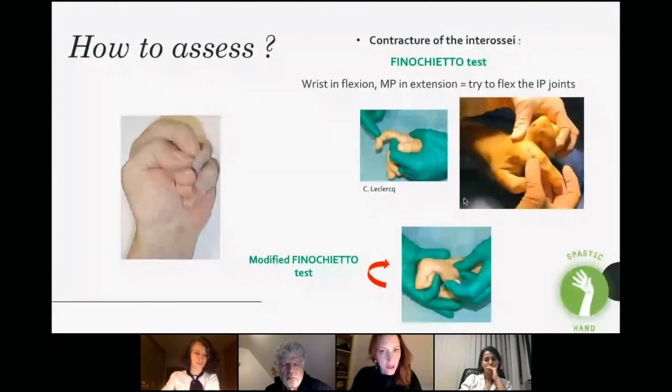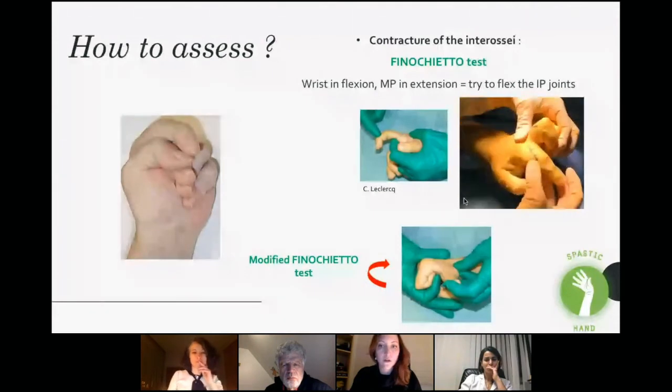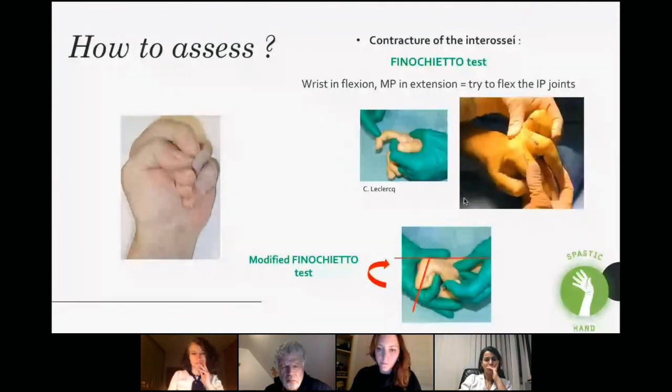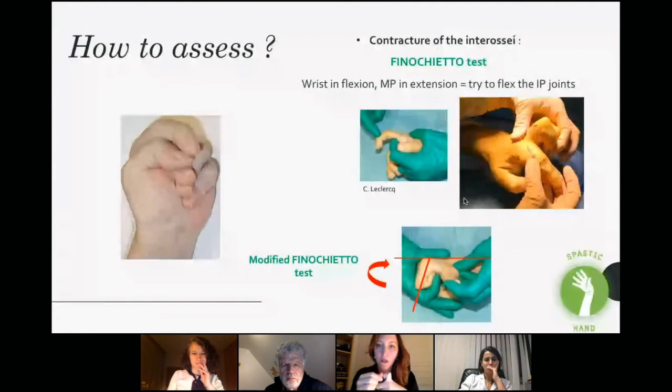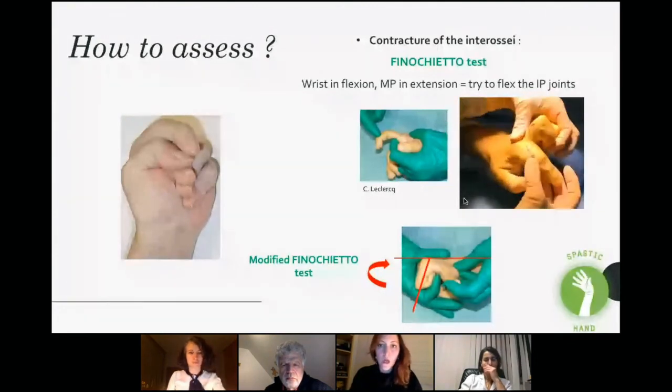If this is not possible, there is a contracture of the interossei. We can also measure the angle of retraction this way.